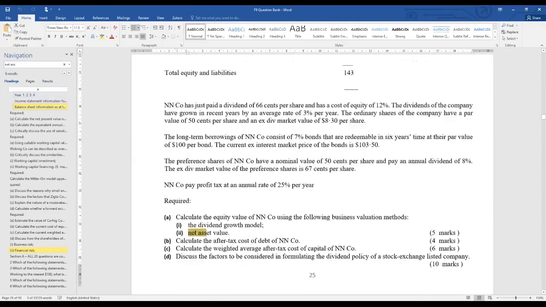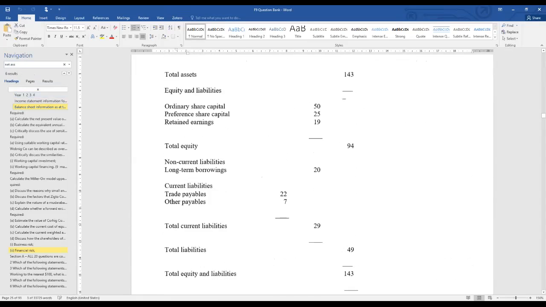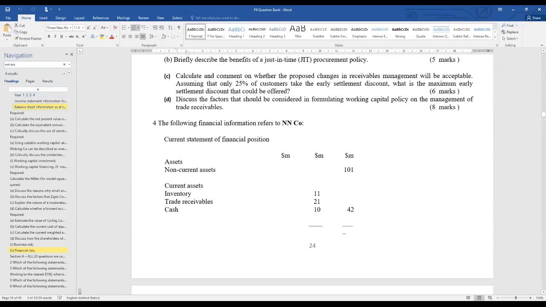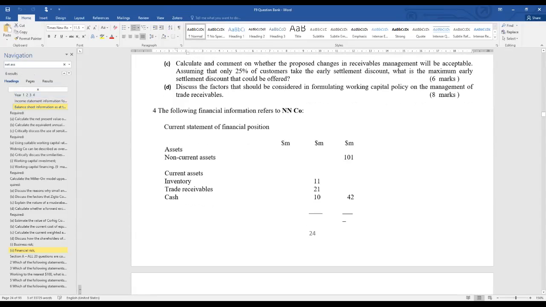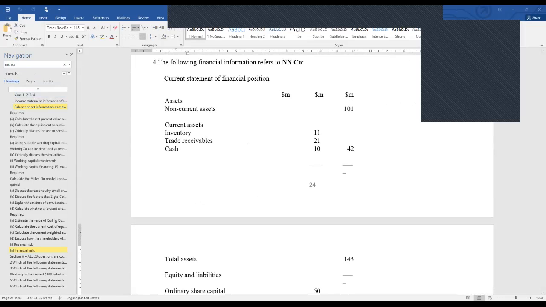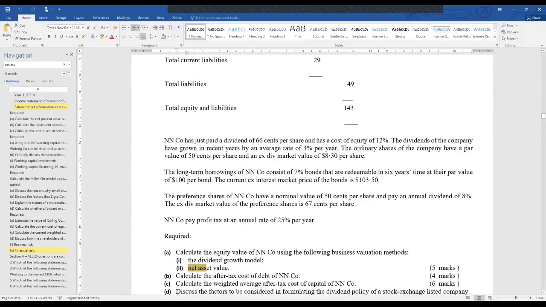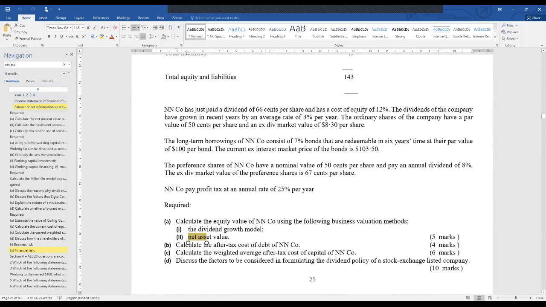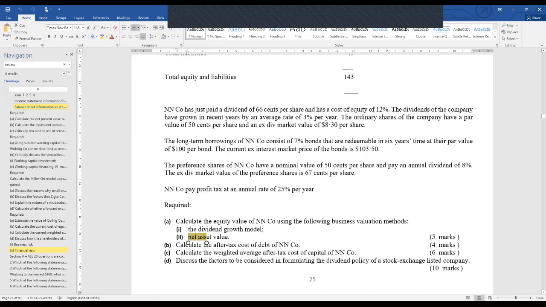Let's do this quickly. This is NN Company, page 24. Take a minute to go through it. We do part A. Simply being asked here by the examiner is to get the market value, the equity value of the company, using the dividend growth model as well as the net asset value. Okay, this is page 25.